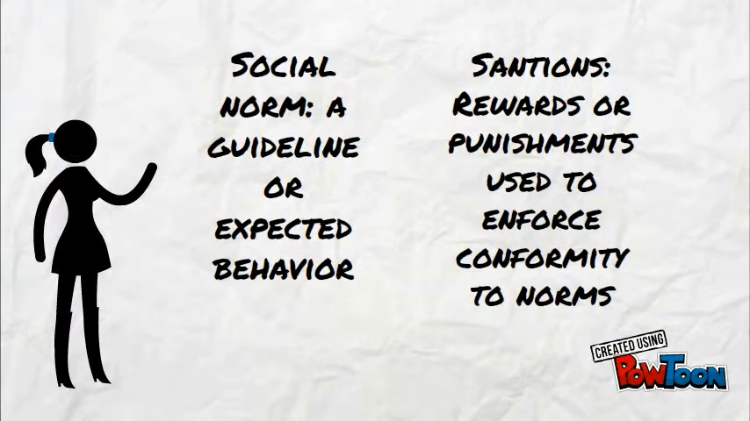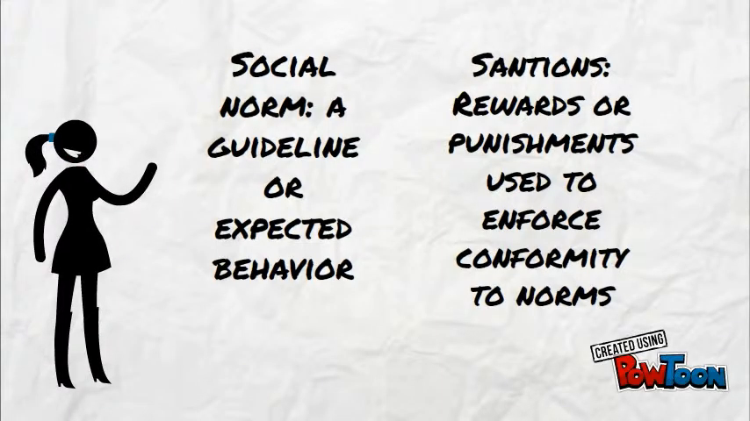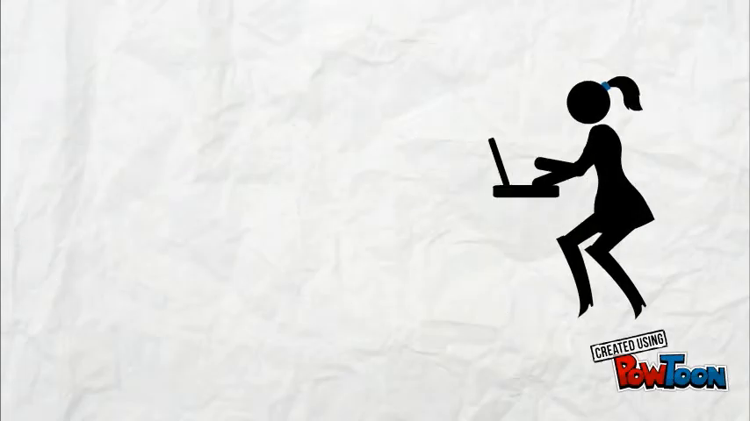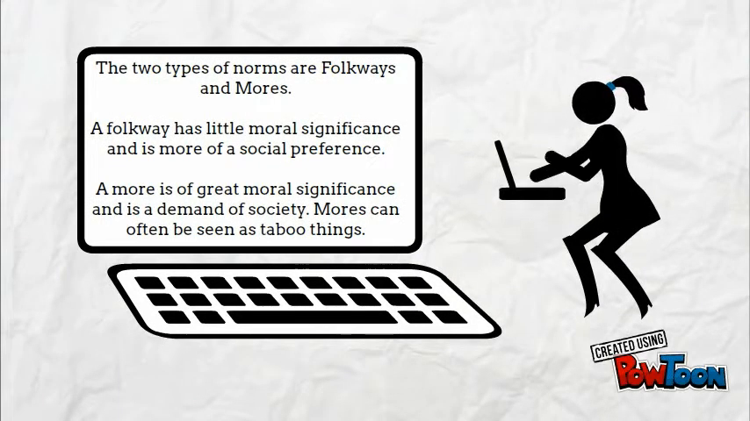A social norm is a guideline or expected behavior, whereas a sanction is a reward or punishment used to enforce conformity to norms. Social norms can be broken down into two parts: folkways, which hold little moral significance and are more of a preference, versus mores, which hold great moral significance and are more considered to be laws.